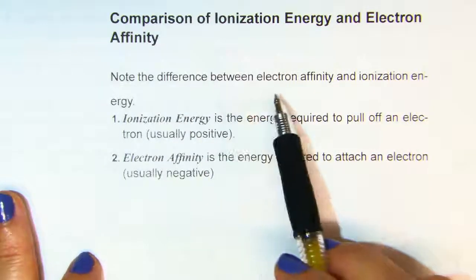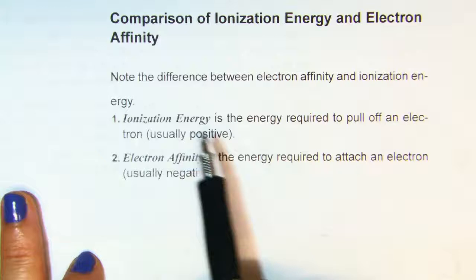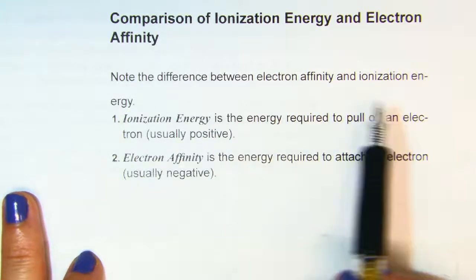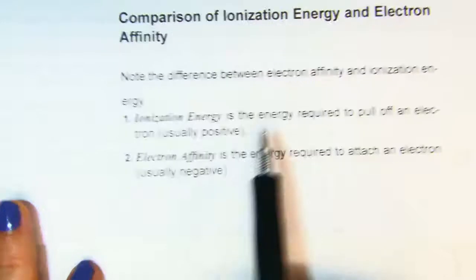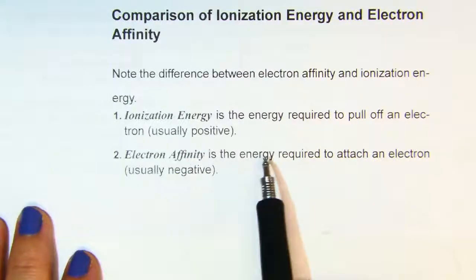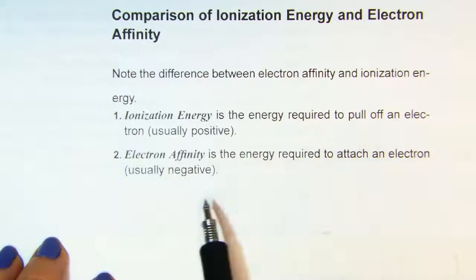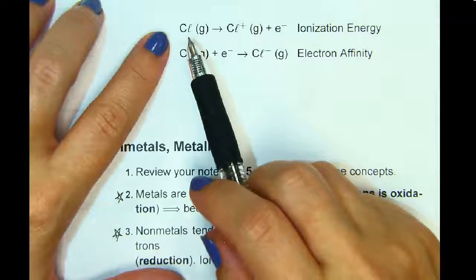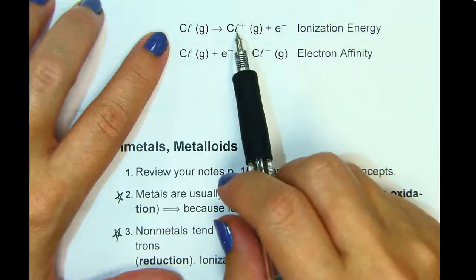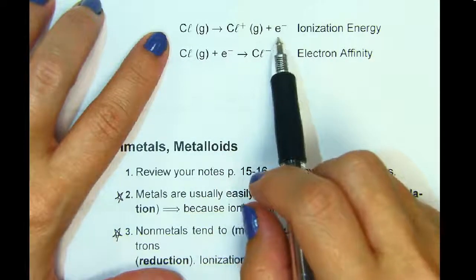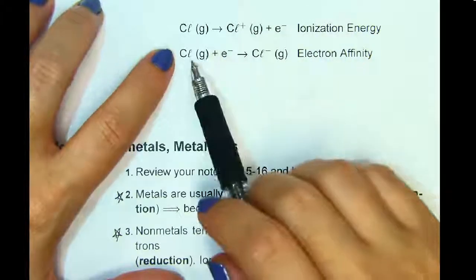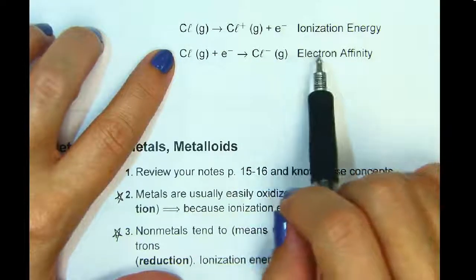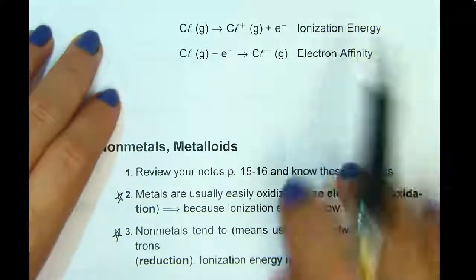Comparison of ionization energy and electron affinity. Note the difference between electron affinity and ionization energy. Ionization energy is the energy required to pull off an electron, which usually becomes positive. Electron affinity is the energy required to attach an electron, which is going to usually be negative. So here are examples in equation form where chlorine is changed to chlorine +1 because it loses an electron, and that would be considered ionization energy. Here the chlorine is gaining an electron and becomes negative, which is going to be representative of electron affinity.